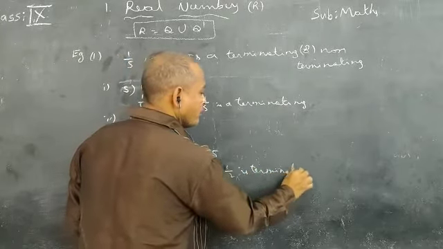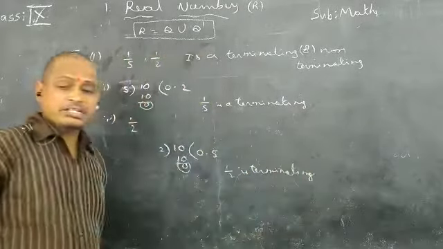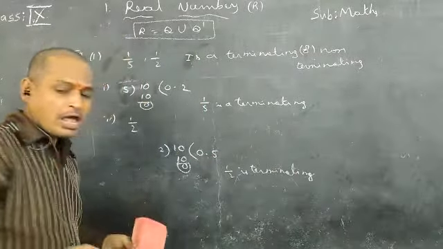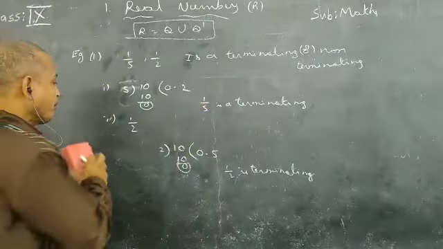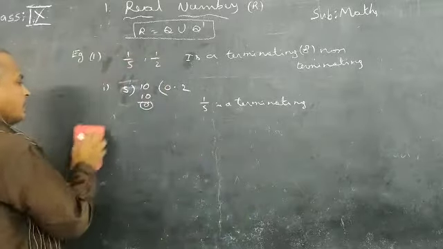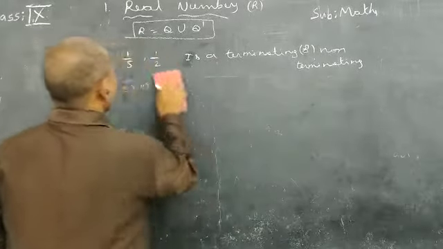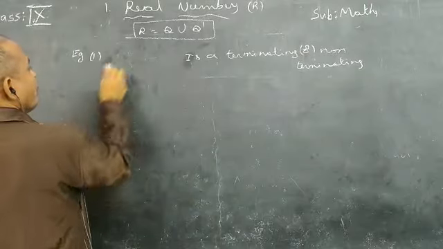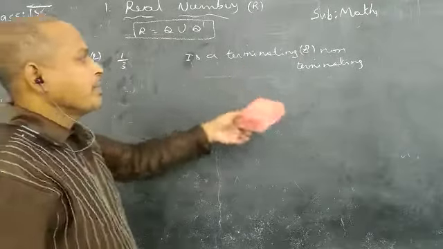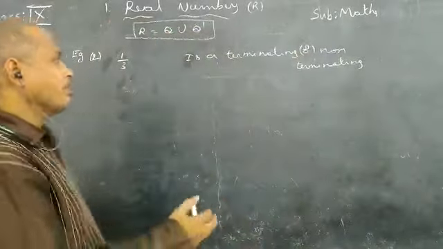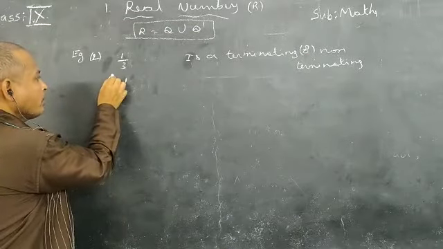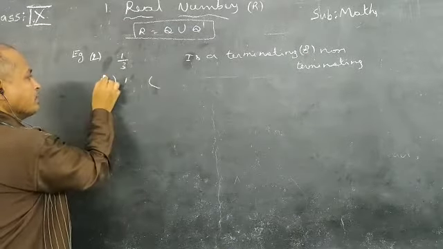Okay children, what about observing non-terminating decimals? For example, I will give you one sum: 1 by 3. This is example 2, 1 by 3. Is it terminating or non-terminating? So 1 by 3 means 1 is the dividend and the divisor is 3.